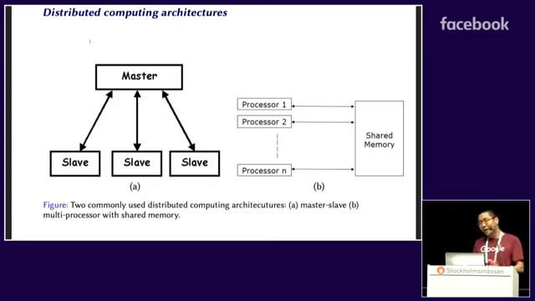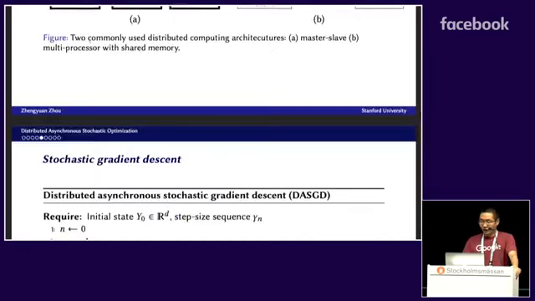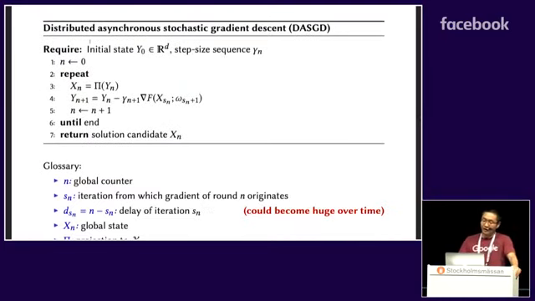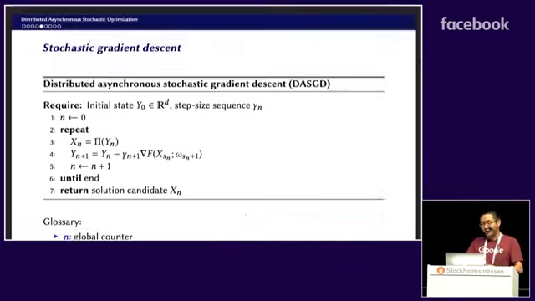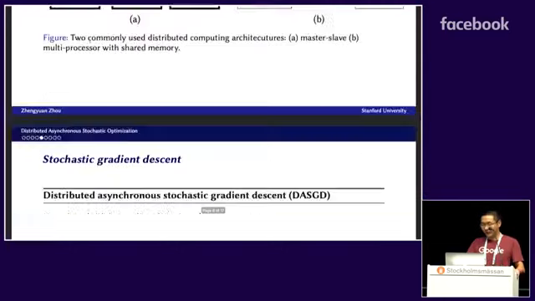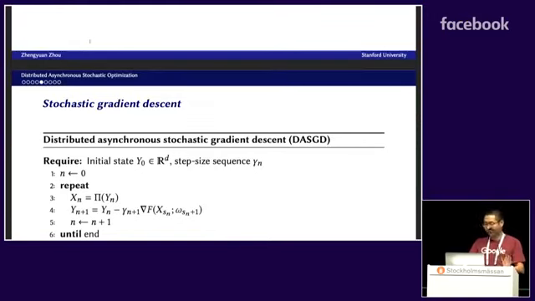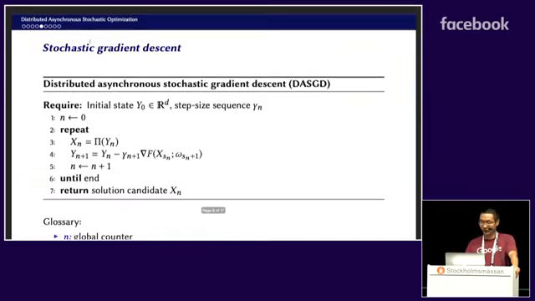These are the two most commonly used computing architectures, and you get slightly different algorithms depending on which one you use. Our focus here is going to be on the first one, the master-slave. I think everything still goes through with some modifications depending on exactly what you're trying to do.